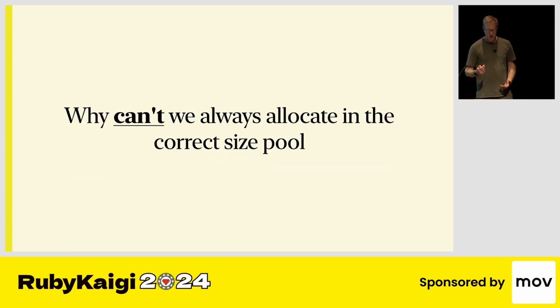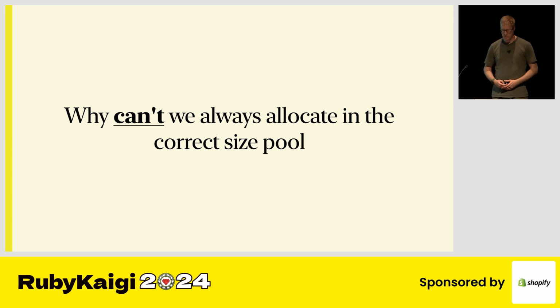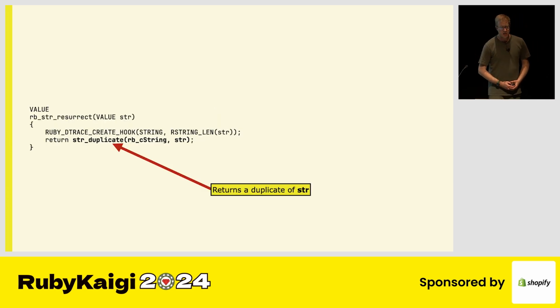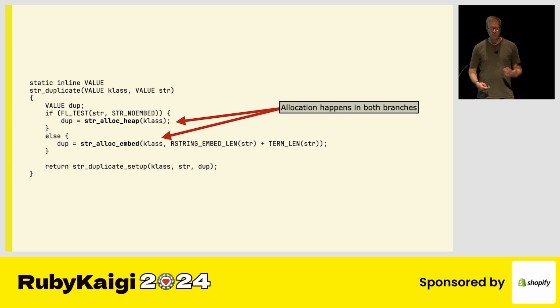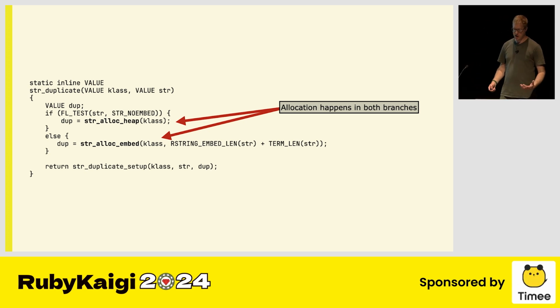So time to ship it, right? Well, I didn't want to rush ahead. I still had this question I wanted to answer, which was why can't I just allocate this in the correct size pool up front? Why does that use of RB string resurrect cause a 9% performance improvement when used on arbitrarily small strings? So despite fixing the bug, I wasn't satisfied with the conclusion. Especially as on closer inspection, RB string resurrect duplicates the string anyway, which does an allocation. So my original hypothesis that it was allocation that was responsible for the slowdown was wrong.